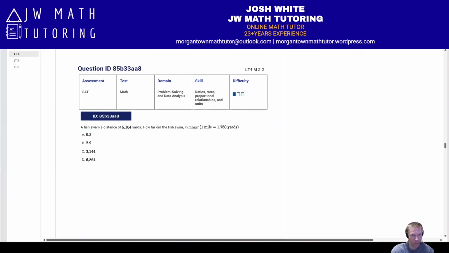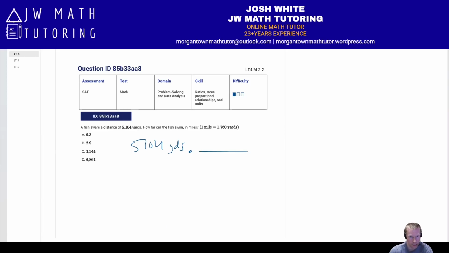All right, so now let's go ahead and move on to module number 2. So we are here at the beginning of module 2. It's question number 2, and we have just a basic unit conversion. 5,104 yards, and we want to convert this to miles. They give us the conversion: 1,760 yards is 1 mile. So the yards will cancel out. We can just multiply these. The answer is going to be 2.9 if you just divide these in Desmos. So the correct answer for this is just letter B.